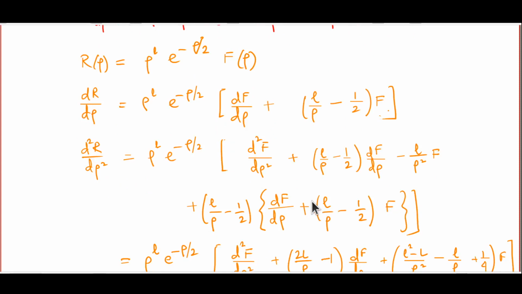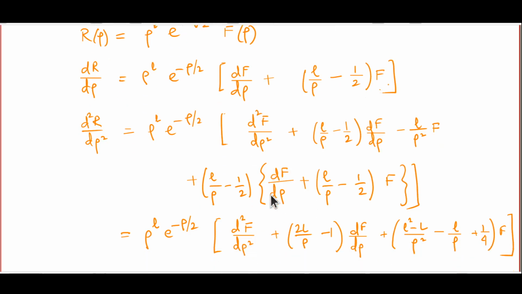And after that, it takes a bit of algebra to gather the terms together. And if you do that, what you're going to end up with is this expression, rho to the L e to the minus rho by 2 times d2f d rho 2 plus 2L by rho minus 1 df d rho plus L square minus L by rho square. All I've done is actually gather the terms together properly, and minus L by rho plus 1/4 times f.